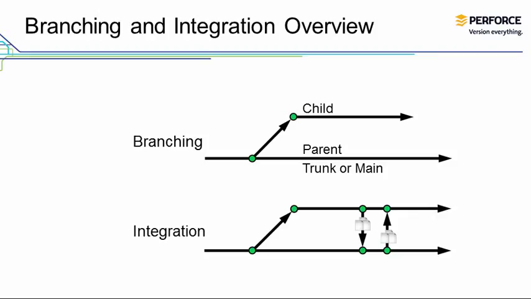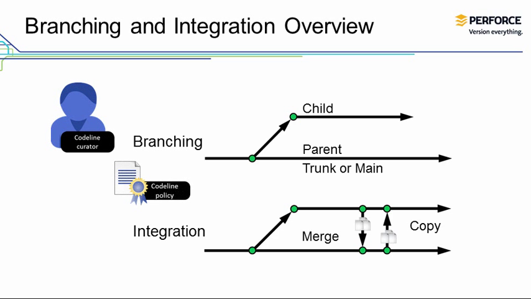When you integrate, you can either merge the changes in the source code line into the existing files in the target code line, or copy the files from the source code line to replace the files in the target code line. The code line curator should establish a code line policy that defines when and how to branch and when and how to integrate changes between code lines. In Perforce, you use the integrate command to create new branches and propagate changes across code lines.